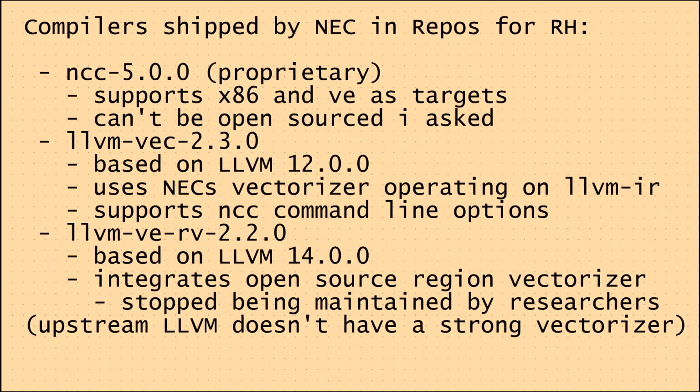So about the compilers, there is a proprietary compiler by NEC which supports x86-64 and the vector engine as a target. It can't be open source, I asked. Then there are two LLVM-derived compilers which are distributed, which are both based on horribly out-of-date LLVM versions. The reasons for that are on the slide. Upstream LLVM supports the NEC Vector Engine, but it's not a build target by default. You can emit all the vector instructions if you want, but the vectorizers in those compilers aren't quite strong enough to make good use of those heavy vector units.